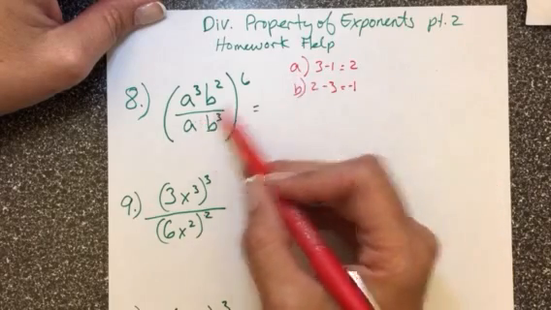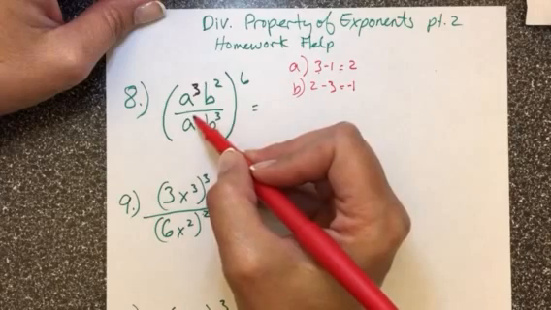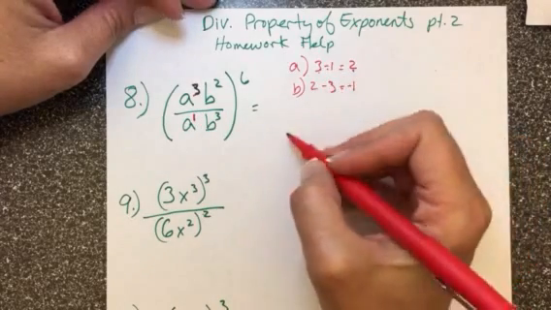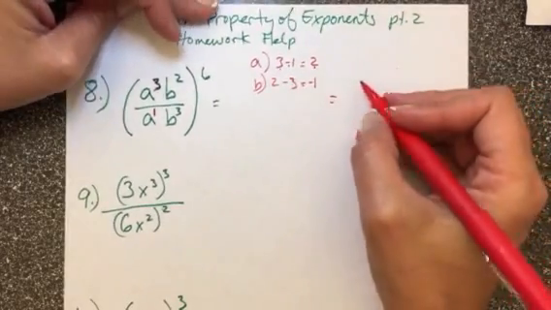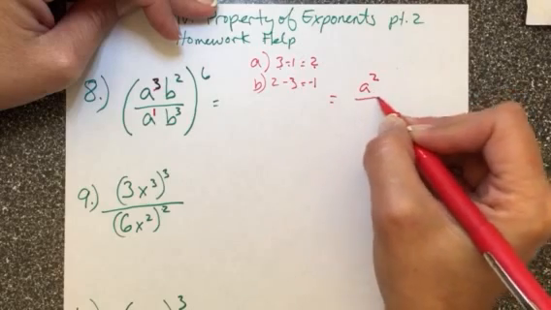So I have a 3 here that comes from this 3. And then this is basically a 1. So 3 minus 1 is equal to 2. So I know I will have a to the 2 in my numerator.